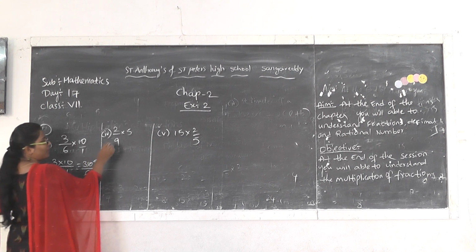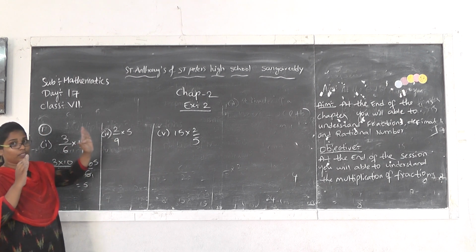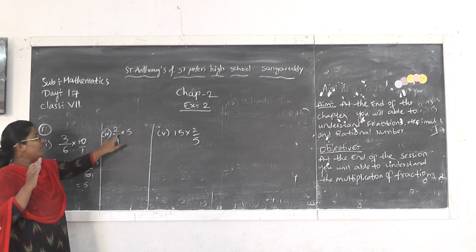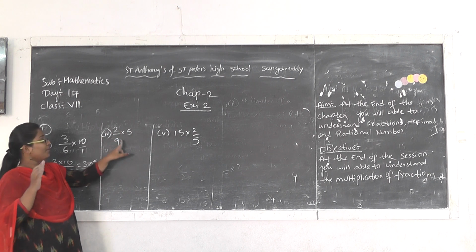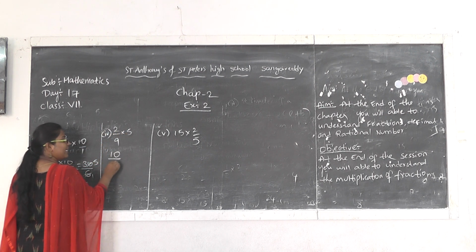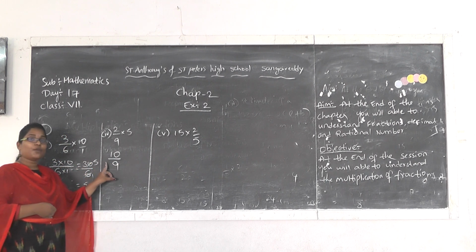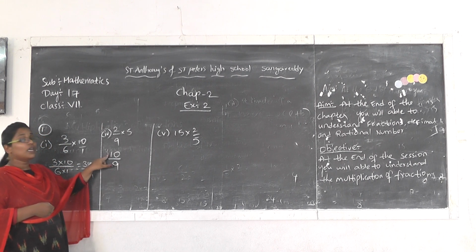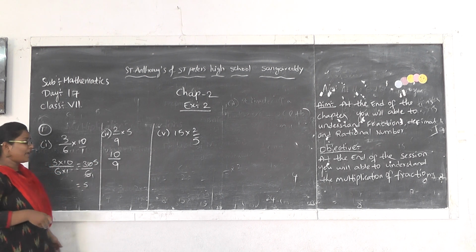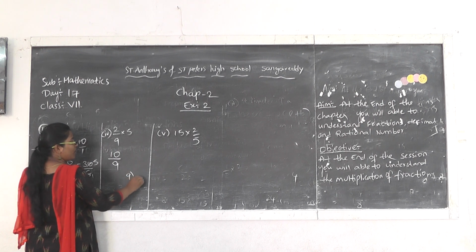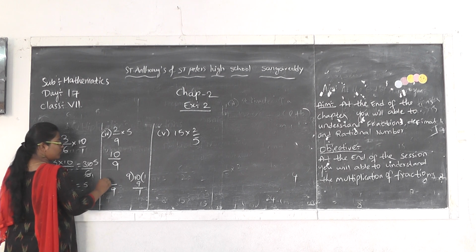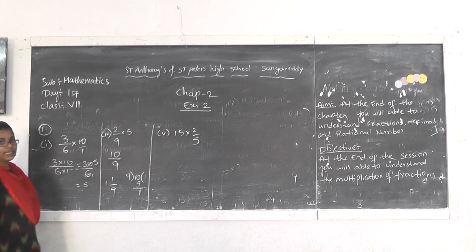Now look here. Similarly, whenever we are multiplying a fraction with a whole number, what we have to do? We have to multiply the numerator with the whole number. So 2 fives are how much? 10 by 9 is the answer. Is it proper or improper? It is an improper fraction because the numerator is greater than the denominator. What we have to do? We have to convert it into a mixed fraction, by doing division. 9 ones are 9, remainder 1. So the denominator 9 stays as it is, with the quotient and remainder: 1 1 by 9 is the answer.